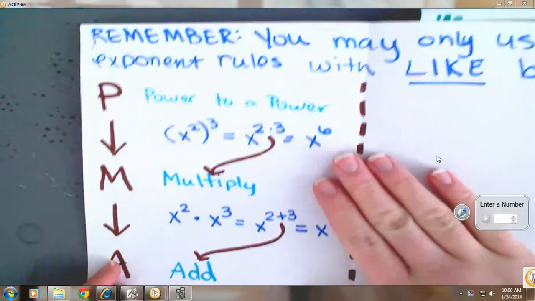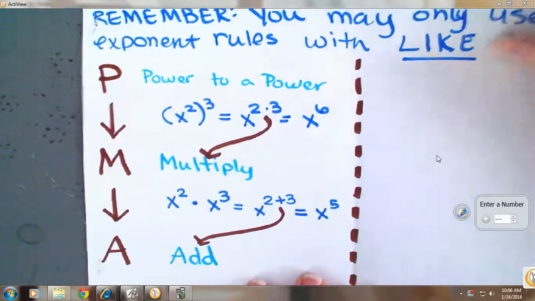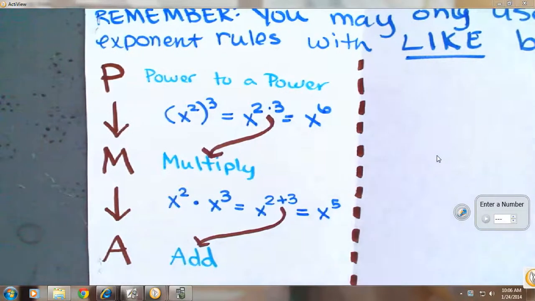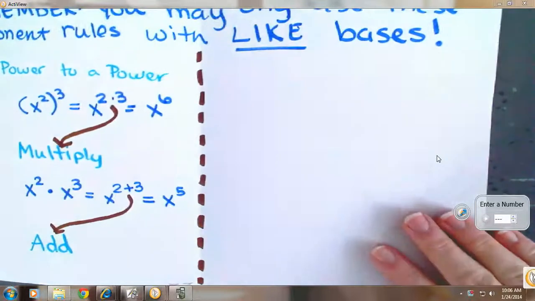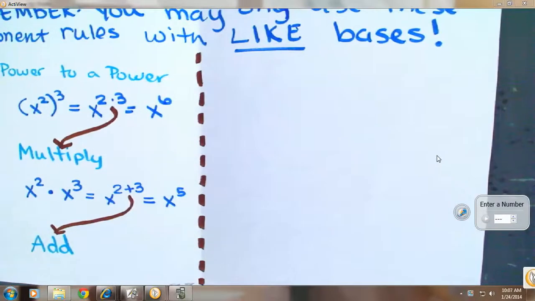On the next page, we talked about PMA. Power to a power, we multiply. When we multiply our bases, we add. And then on that next page, we've left it blank. This is where we're going to fill in today.